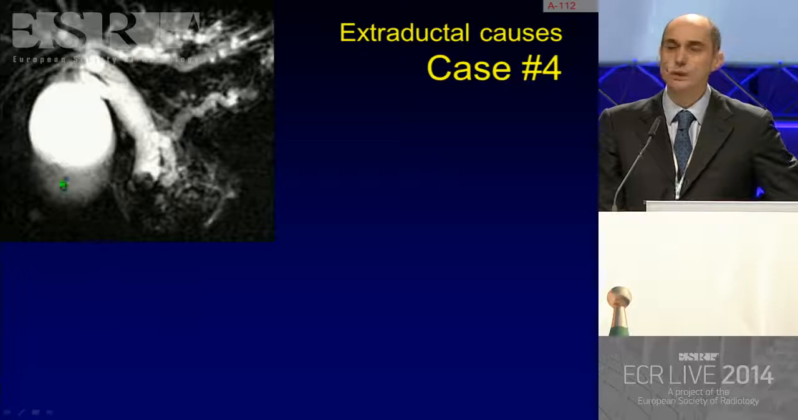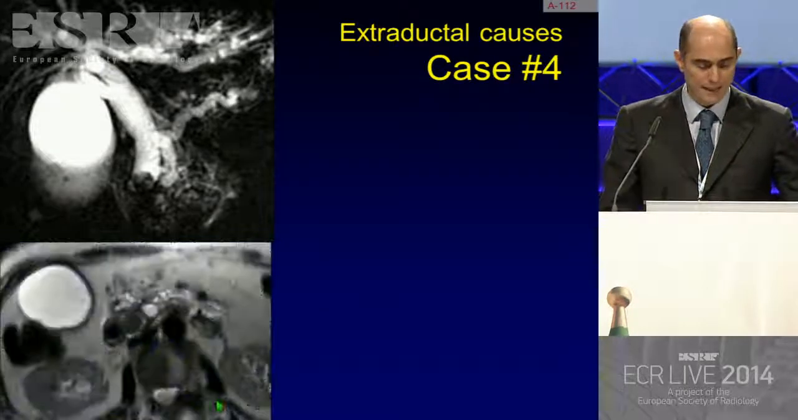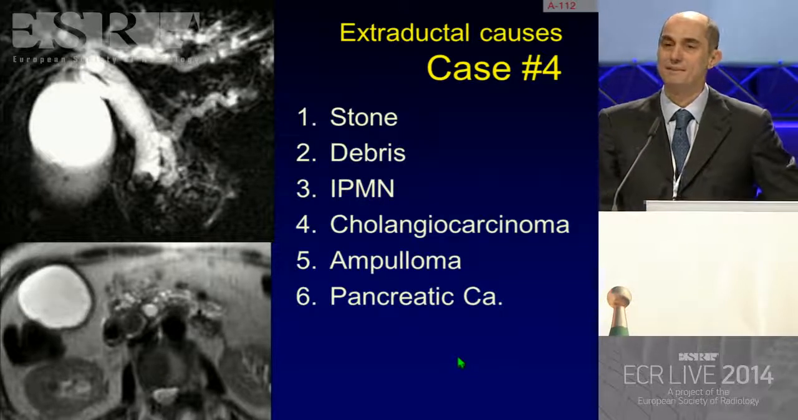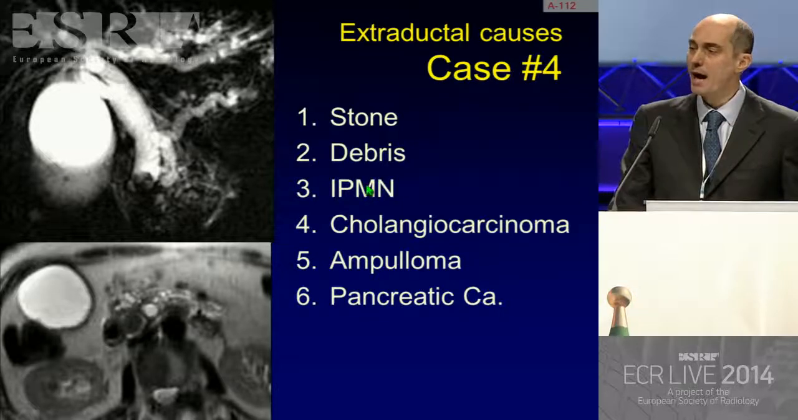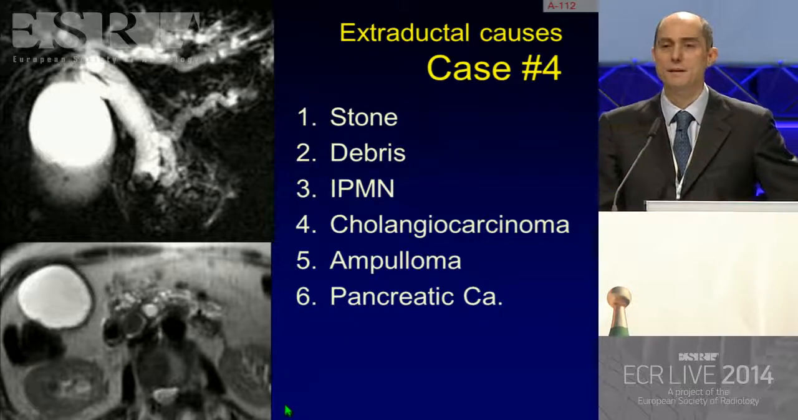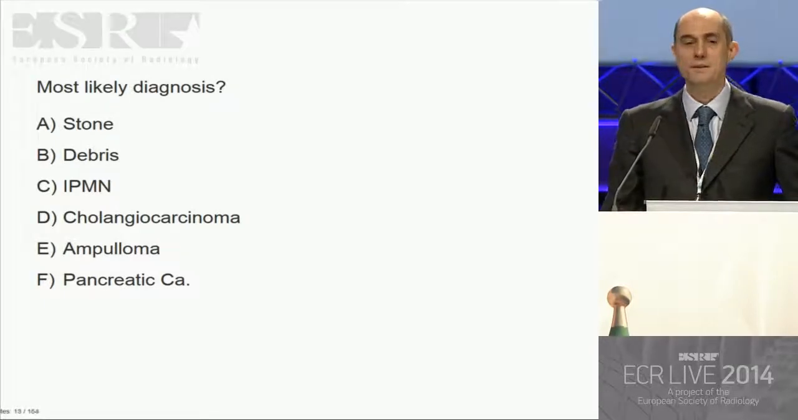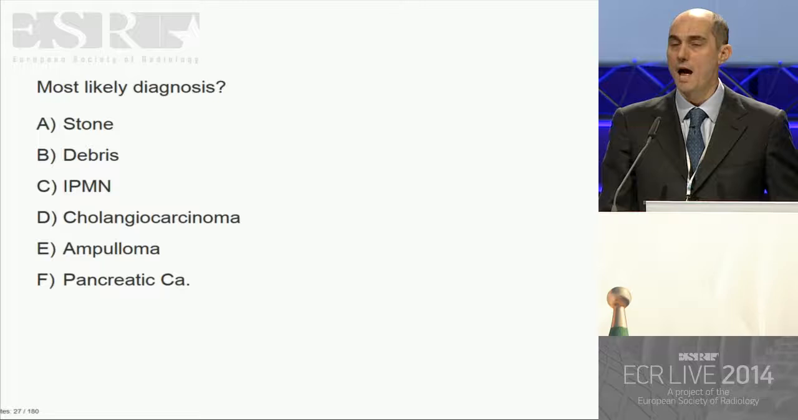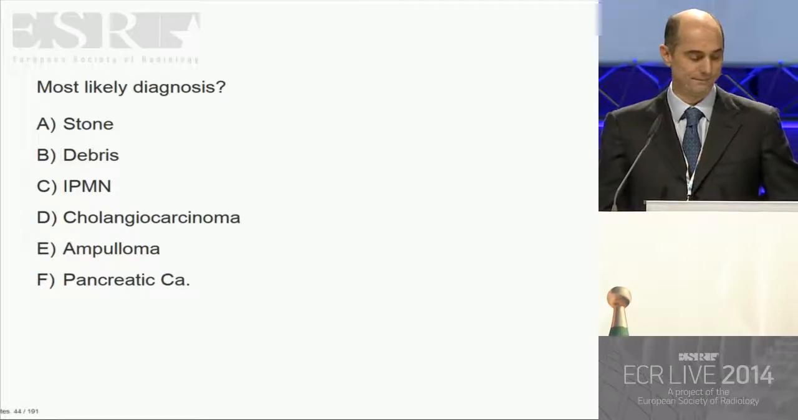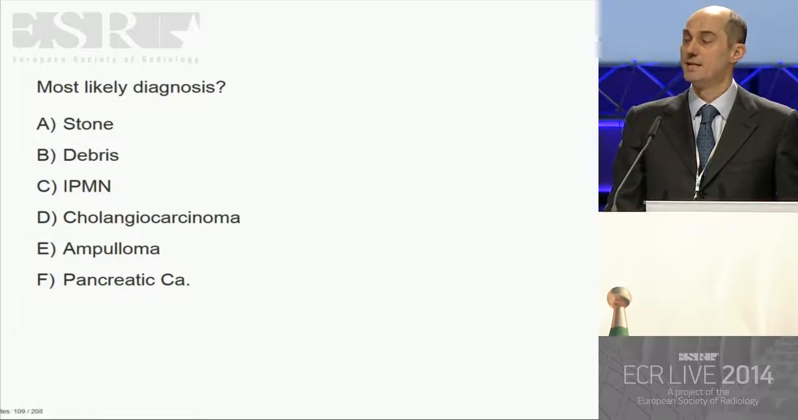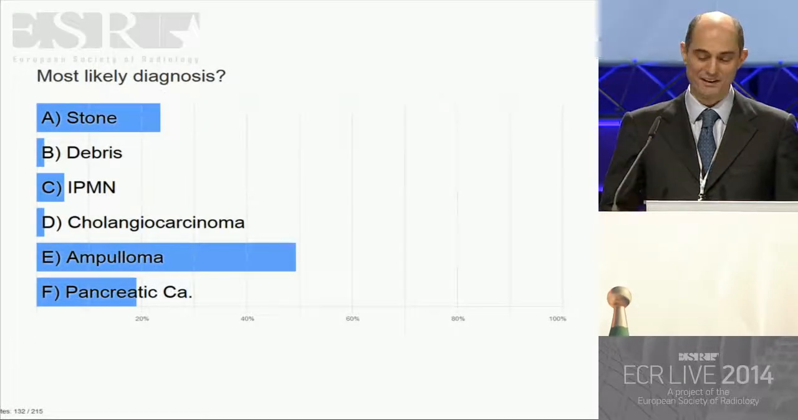This is a coronal T2 MRCP, and this is an axial T2 weighted image. What do you think it is? Stone, debris, IPMN, cholangiocarcinoma, ampuloma, or pancreatic cancer? Please help me. So, stone, debris, IPMN, cholangiocarcinoma, ampuloma, or pancreatic cancer. And the answer is ampuloma. Very good, very good.